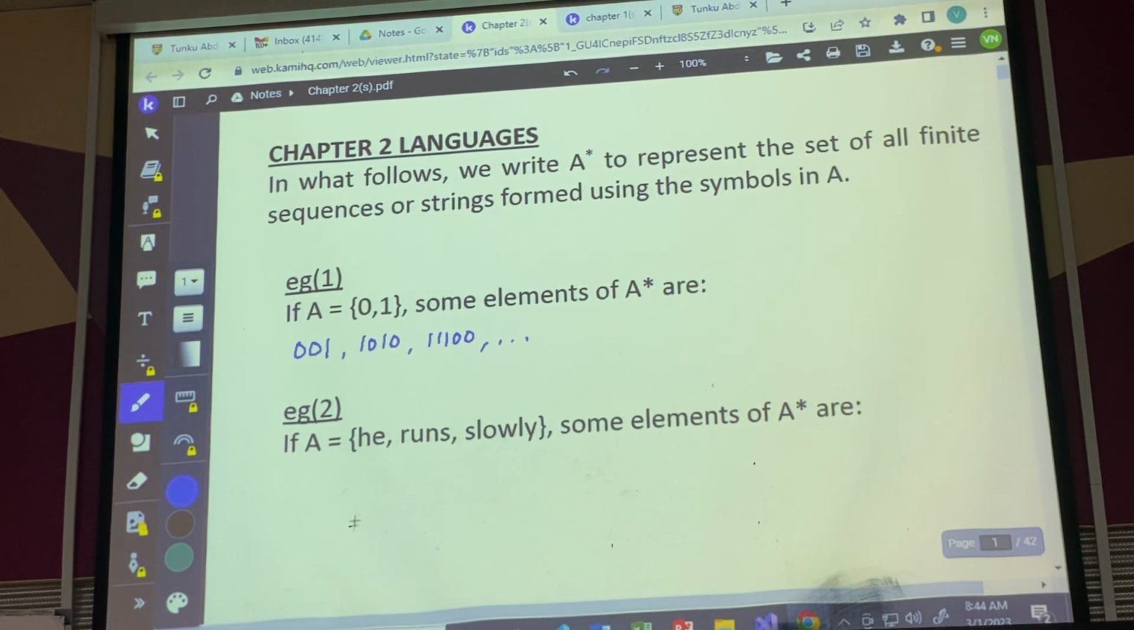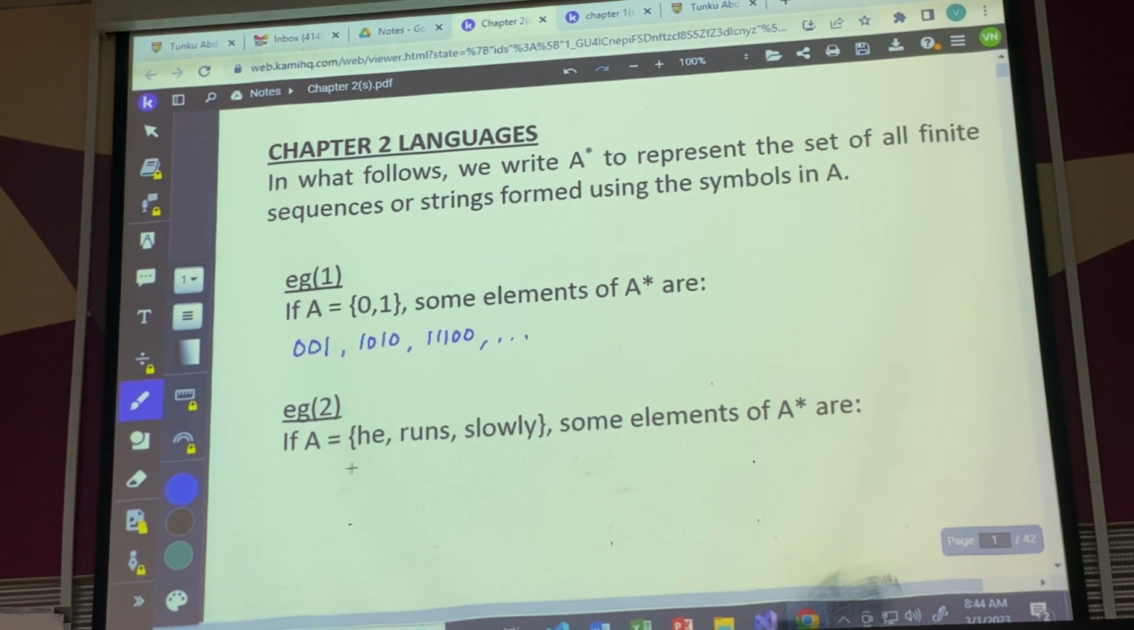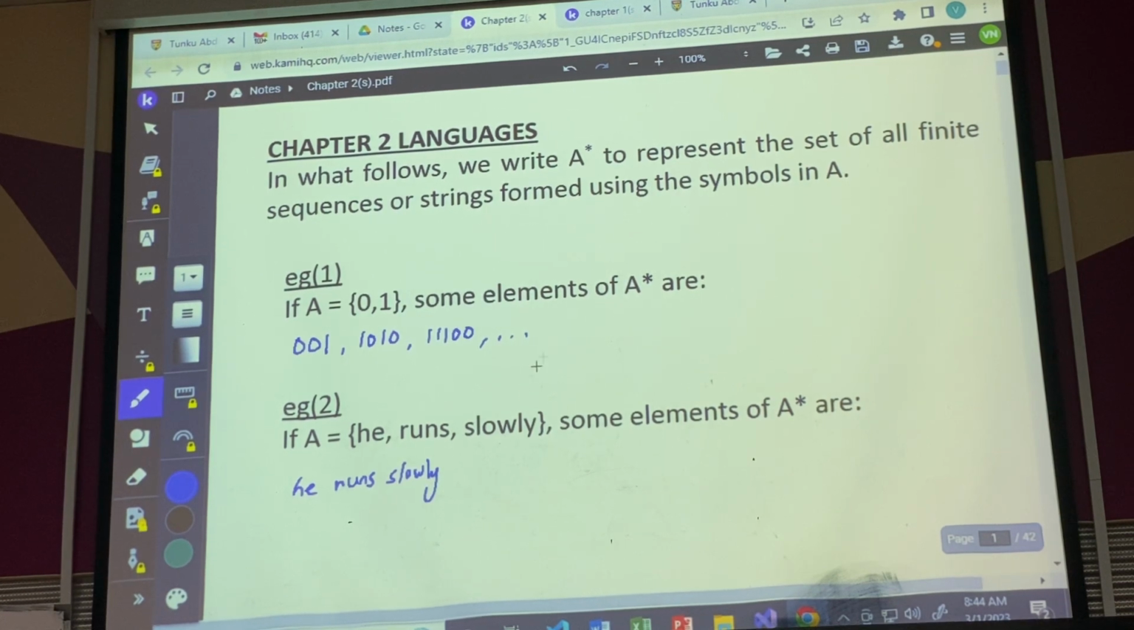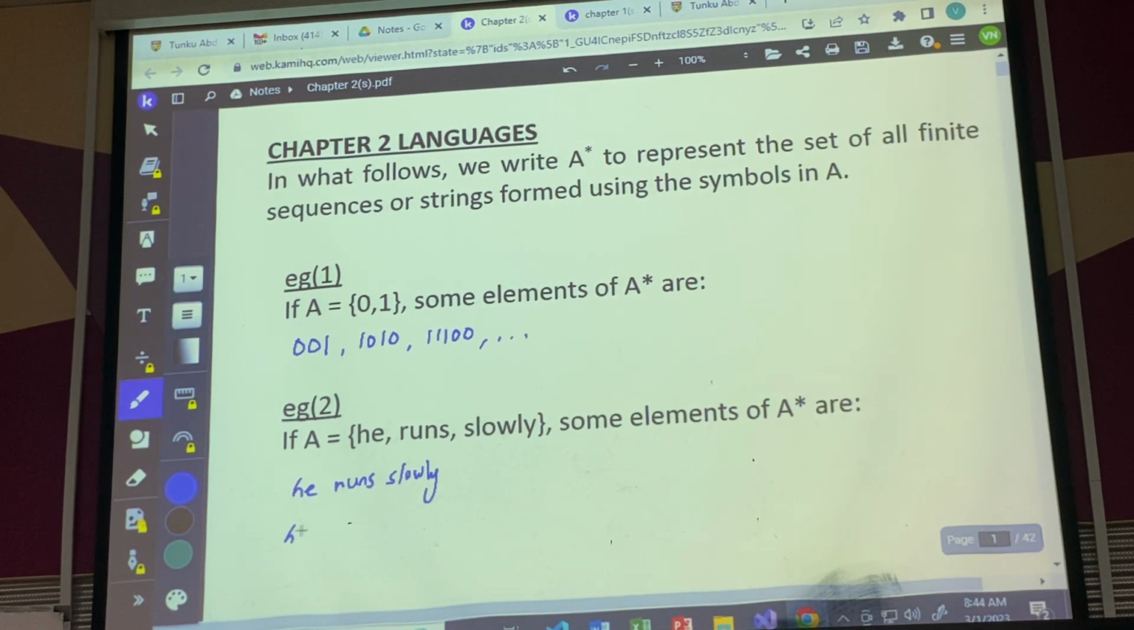And then, let's say we have the words inside set A: he, runs, slowly. We can form a string by using the words instead of the elements one by one like this. We consider each word as one element. You can combine them in a string to form a sentence, you can say he runs slowly. So this will form a string for set A. And of course you can have repeated elements.